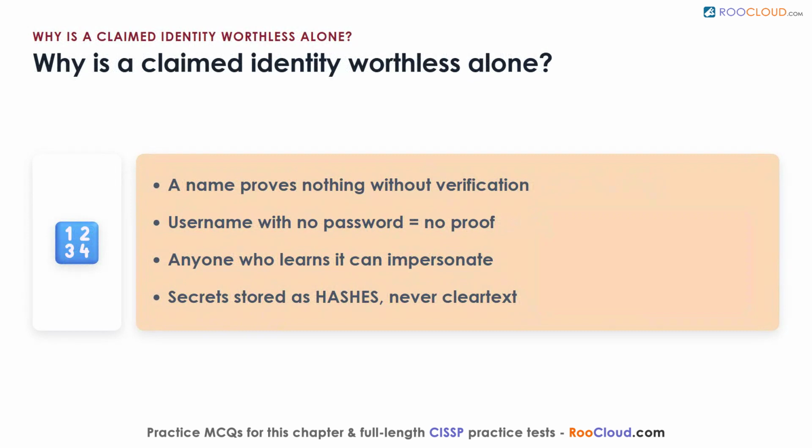Why is a claimed identity worthless on its own? Because a name proves nothing without verification. Imagine a user types the username for an employee named John Doe, but never enters a password. If the system lets him in on the name alone, it has no proof he is actually John. Anyone who learns that username could walk right in. And keep in mind, the secret used to verify identity must be protected, which is why passwords are stored as hashes, never as plain readable text.